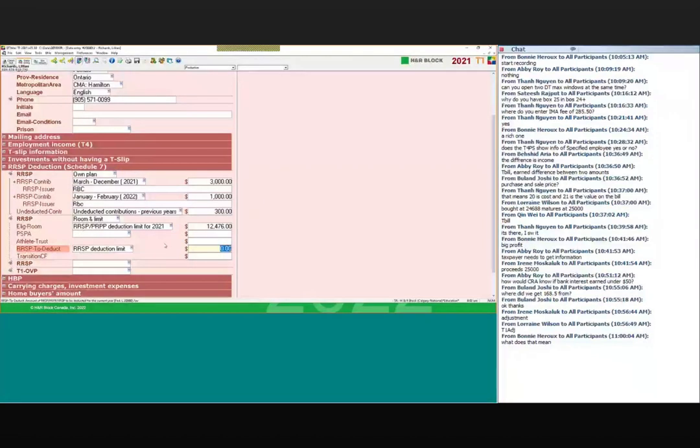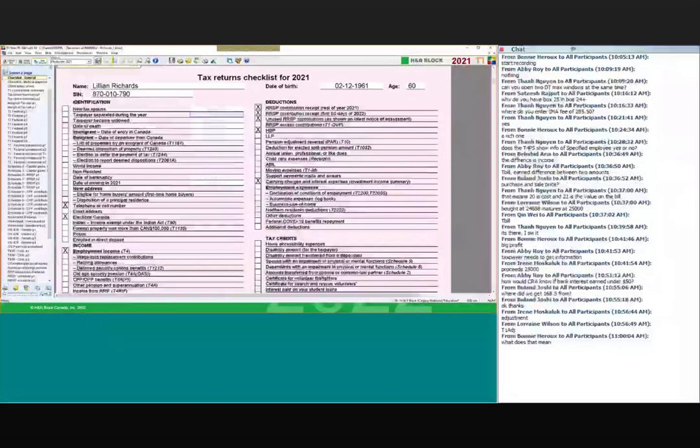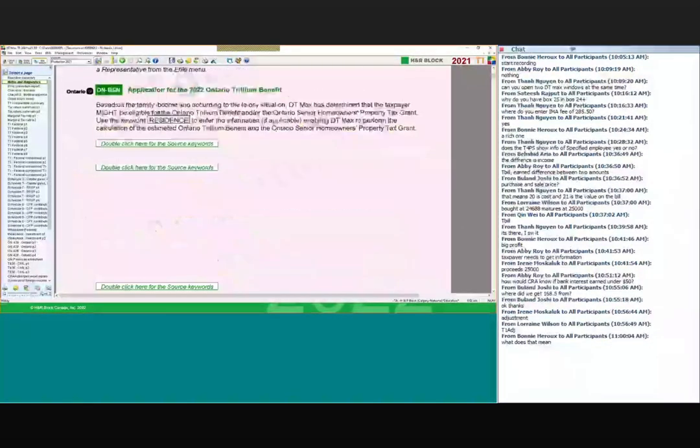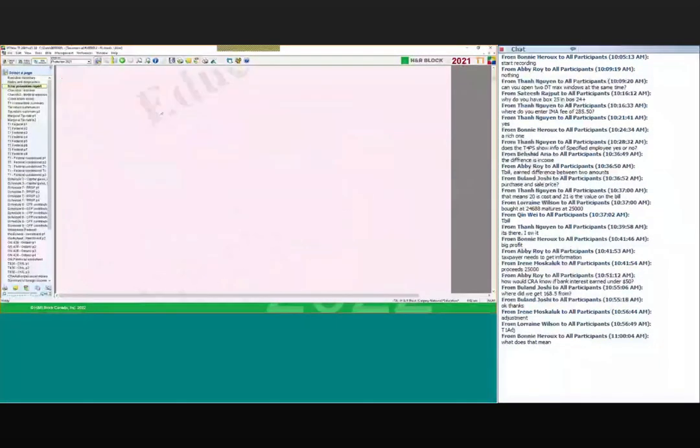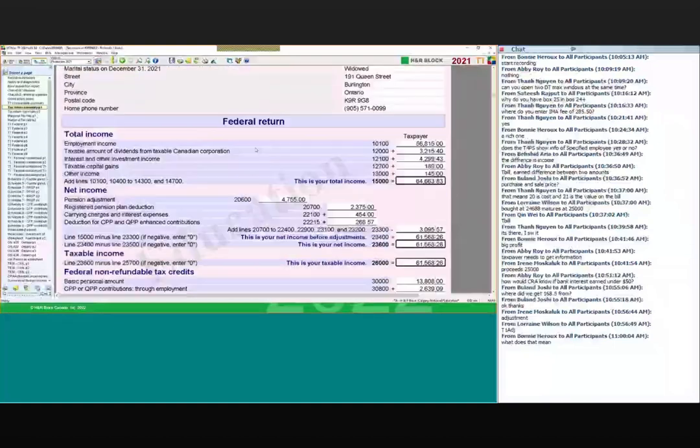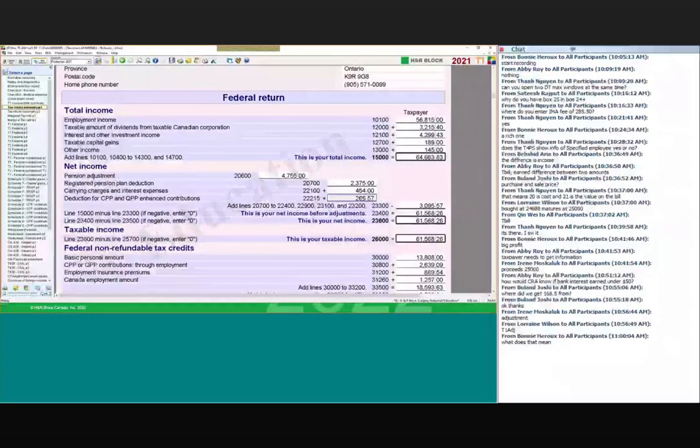So I know this is a lot, maybe you wouldn't do it right away, but sometimes you do find yourself in a situation where you would. Right now we know that Lillian has the room. If I put in $0 for Lillian in RSP to deduct, I'm going to look back at her return, and let me see if they actually say anything about it in the notes and diagnostics, that we've chosen to do that. No, they did not. Let's look at the return. Now you'll see that there's no deduction for RSP.